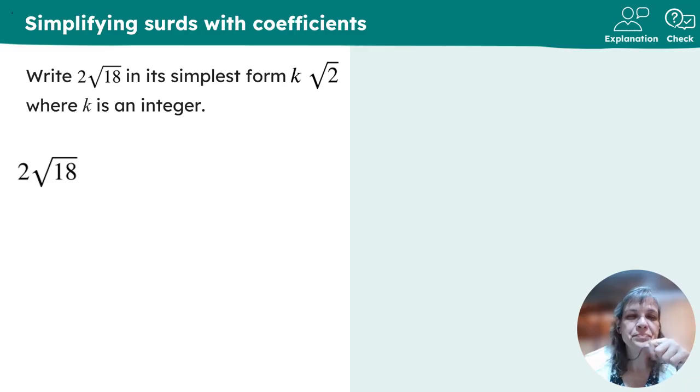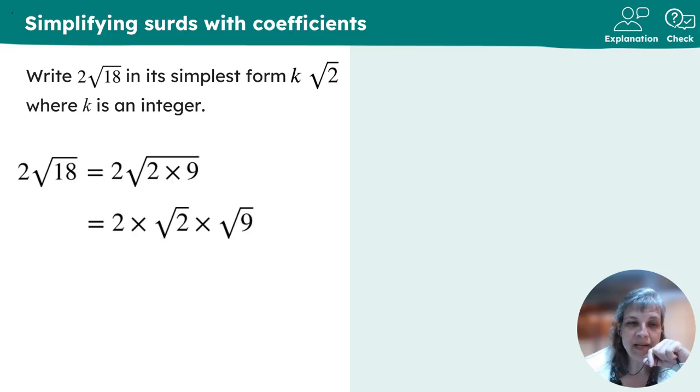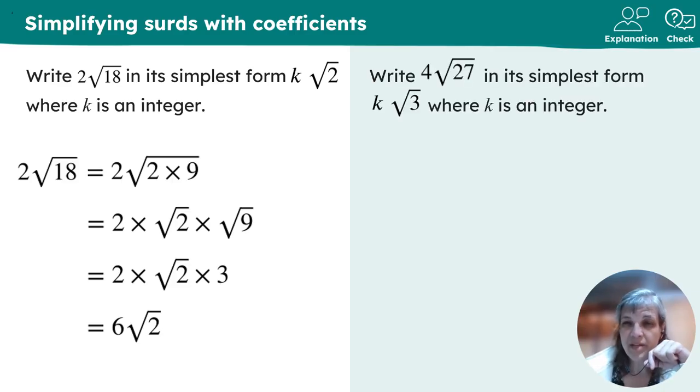Here's 2 to try. The question goes, write 2 root 18 in its simplest form as some unknown called k root 2, where k is an integer. Okay, so pause the video and have a go and try it. See if you can come up with how I would write this as something root 2. Okay, welcome back. Hopefully you got that 18 can be 2 times 9. That then breaks down. The root 9 becomes a 3, and here then you multiply those coefficients and you get 6 root 2.